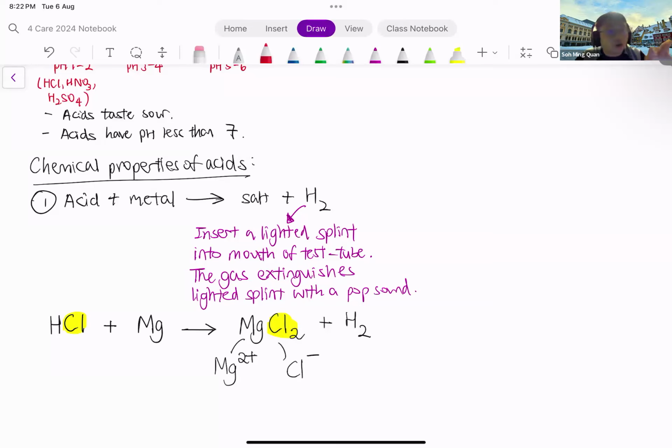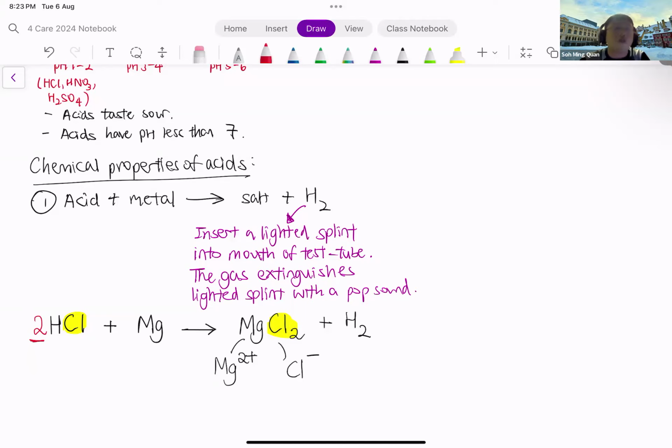Now, once all the chemical formulas have been written out correctly, then you balance it by adding numbers in front of the chemical. So it's 2HCl, not Cl2 anymore, but 2HCl. So you add the 2 in front of the HCl. So this is how we write a balanced chemical equation.